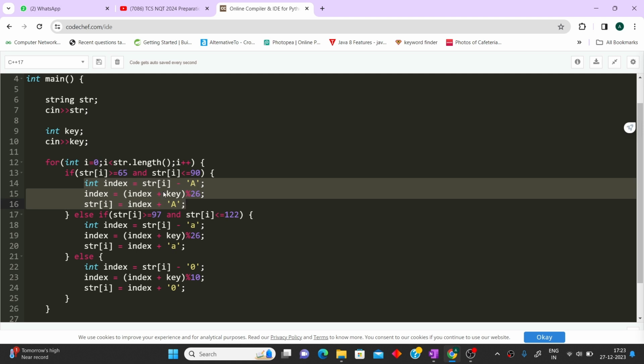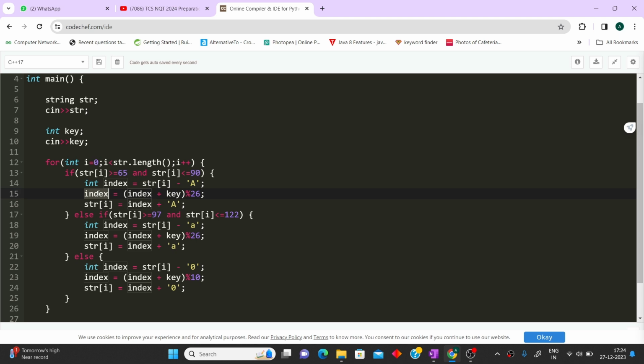Next, we will do index plus key, as I have told you, that is how many positions you need to shift towards the right. Then we will do mod 26. Why mod 26? Because we need to do a circular rotation. After Z, A should come, not any other character. So for that circular rotation purpose only we are doing mod 26. And why 26? Because capital alphabets are 26. Therefore we are doing mod 26.